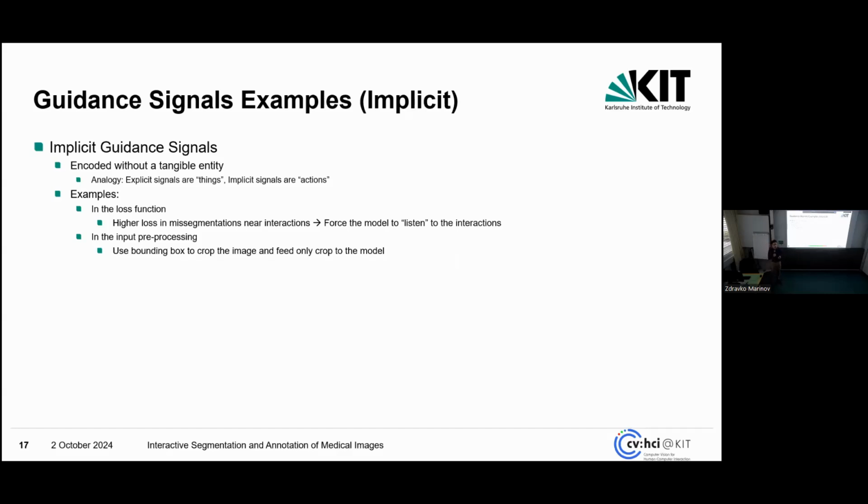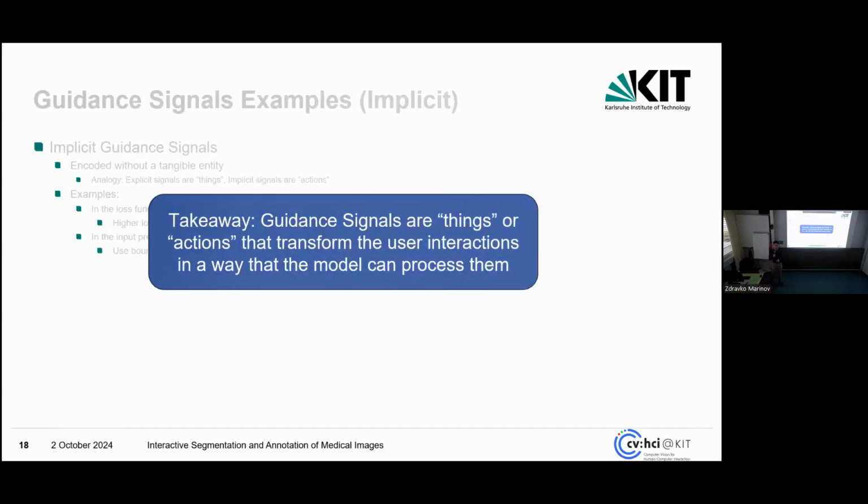Or to pre-process the inputs in a way: with bounding boxes you can crop the image, and then you have this localized context which you work with. That's sort of an implicit action you take to process the image. So these are guidance signals, or actions, that actually make it possible to work with user interactions and introduce them to the model.